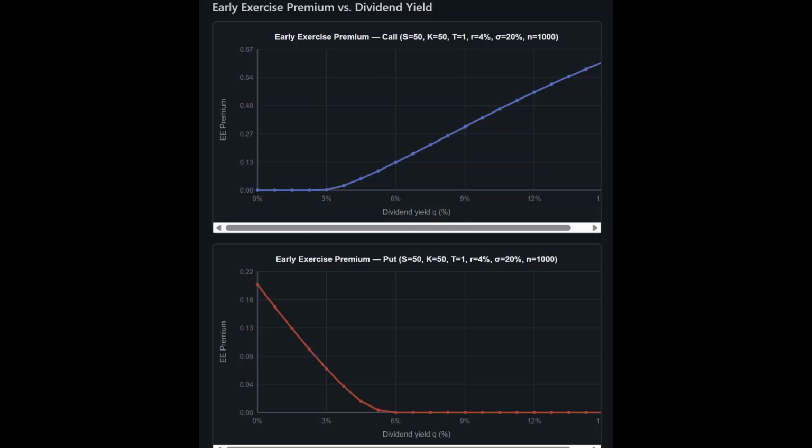Now, as you can see in the first graph, there's no value from early exercise when the dividend yield is equal to 0. So in that case, there's no difference between the price of a European call and an American call. This happens because exercising the call early would mean losing the remaining time value of the option without gaining anything in return. The difference only starts to appear when the dividend yield becomes higher than the risk-free rate. In that situation, the dividends that you miss by holding the option instead of the stock can actually outweigh the time value of waiting, making early exercise optimal in some nodes.